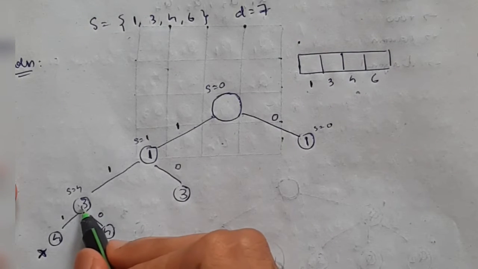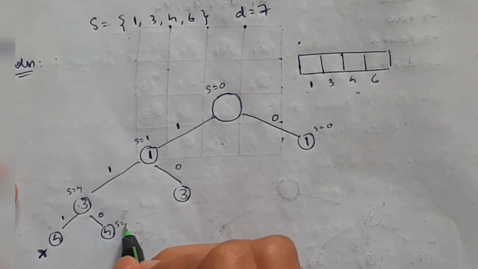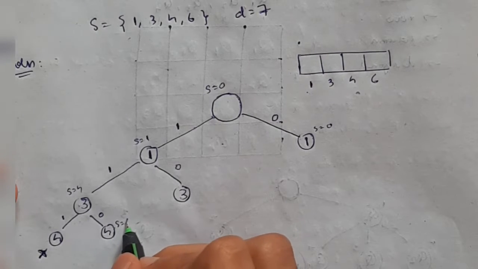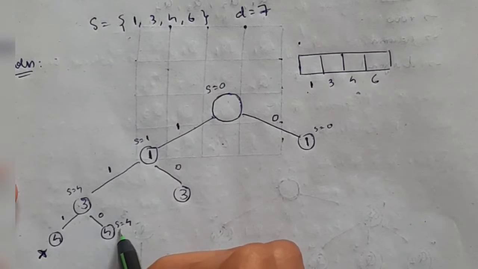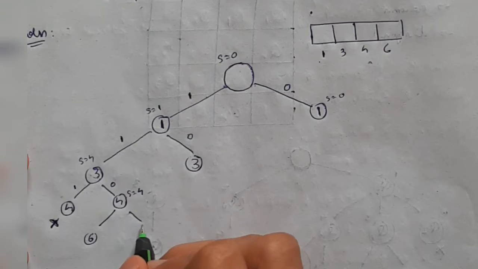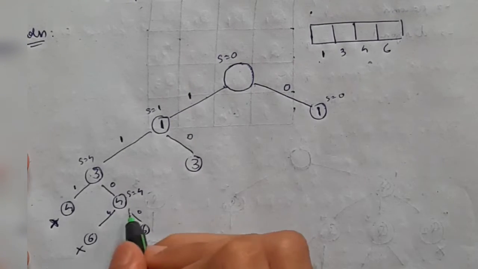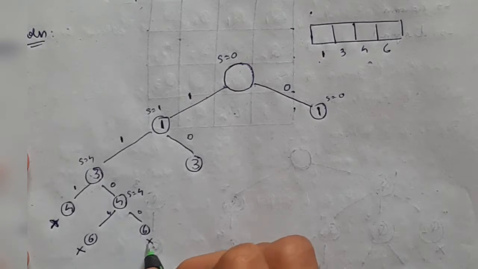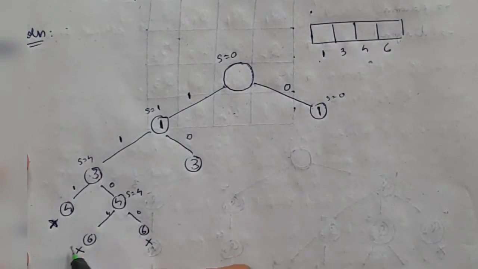The second way is me not selecting 4. If I don't select 4, the sum will be 4 only, because I have not selected this one. So total sum will be 1 plus 3 only, which is 4. Then I have two options, either I can select 6 or not select 6. If I select 6, the sum will be 10. If I don't select 6, the sum will be 4. I need 7, the total sum is 7. So both of these options are invalid.